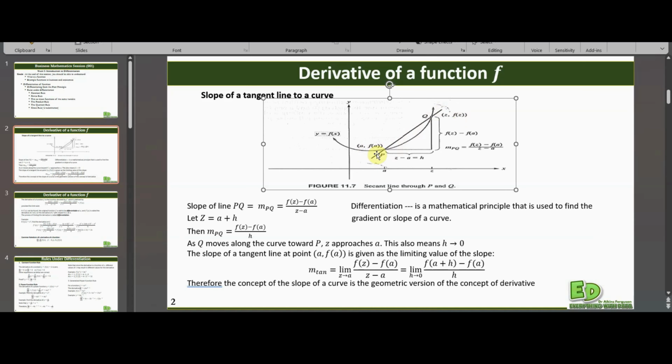What we'll do next is draw a straight line through these 2 points, P and Q. This straight line is what we call a secant line. So take note, a secant line is a line that connects 2 points. As you can see from this diagram, the secant line connects points P and Q respectively.